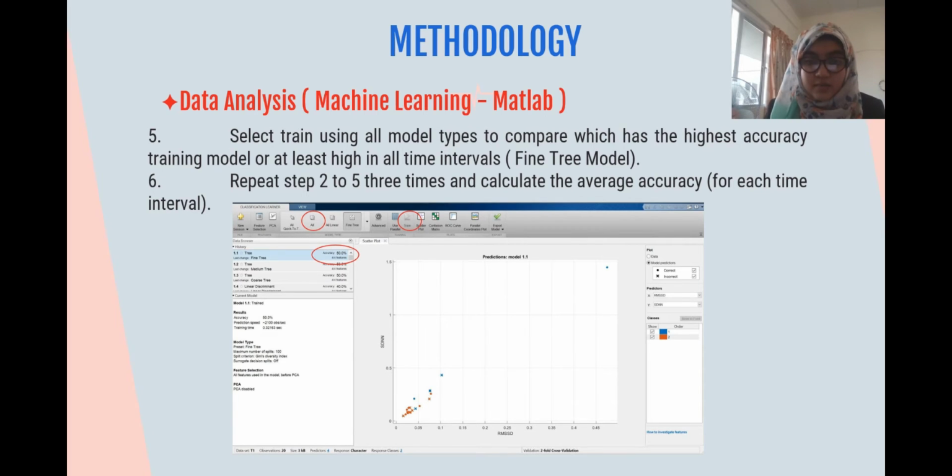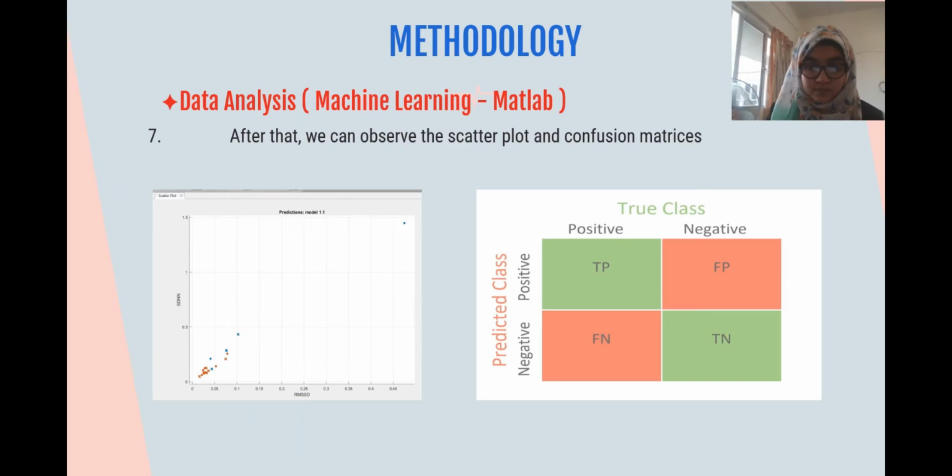After setting all the parameters accordingly, the fine tree model was implemented and the train button was selected using all model types to compare and find out which training model had the highest accuracy. This method was repeated for all the time intervals. After that, the following are the scatter plots and the confusion matrices that we obtained from our simulation. The accuracy of the model is computed from the confusion matrix by the classification learner.